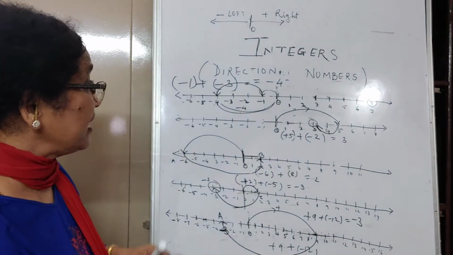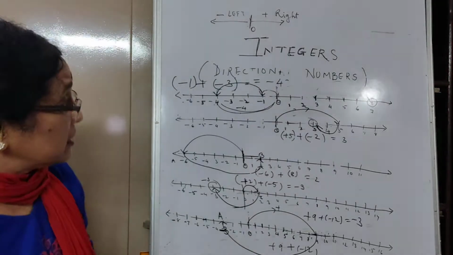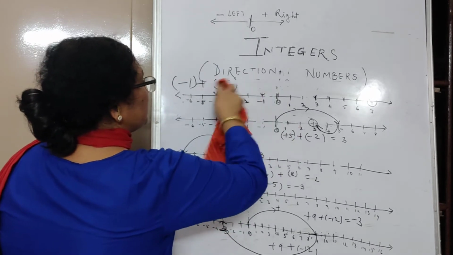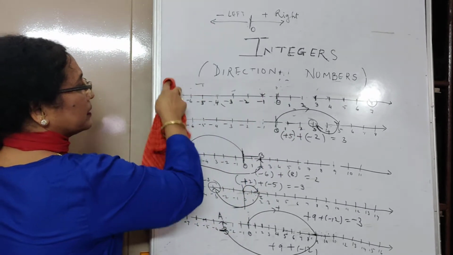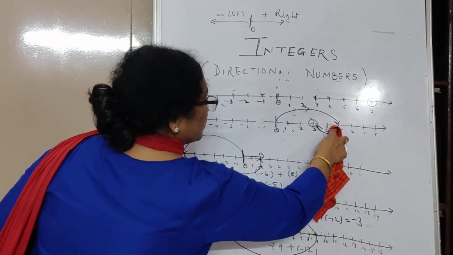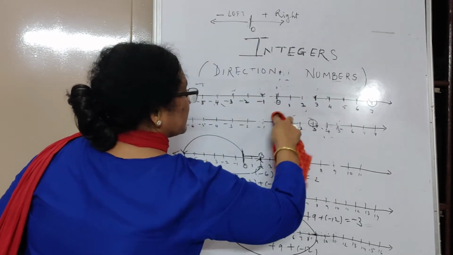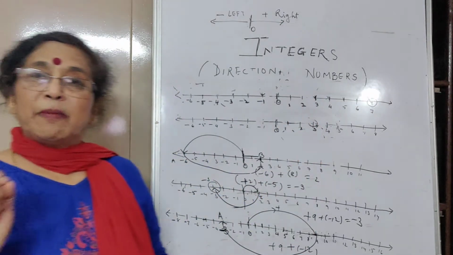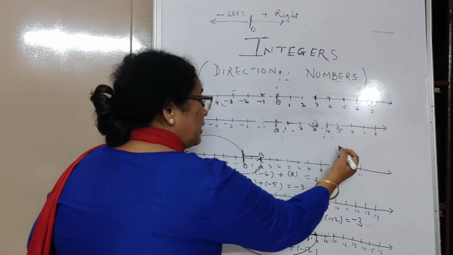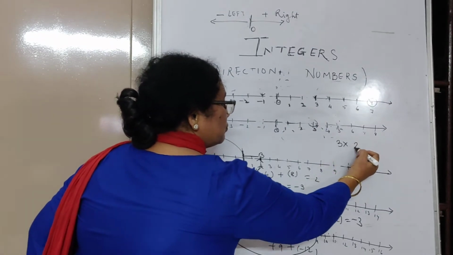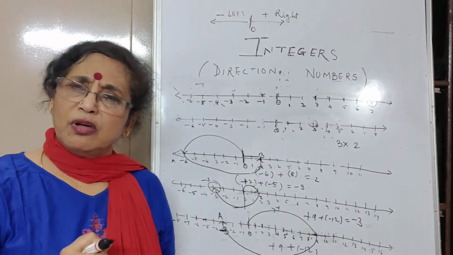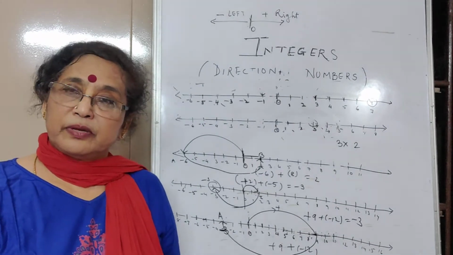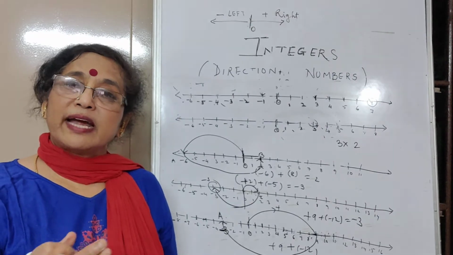Now suppose in the same number line, let me just rub this. I don't want to make a number line again. So suppose this number line, I rub all this. Okay. So let us go to this. Now suppose I say multiplication. When I say 3 times 2, what is the meaning? You all know. What is the meaning of multiplication? Continued addition. 3 times 2 means 2 added 3 times.